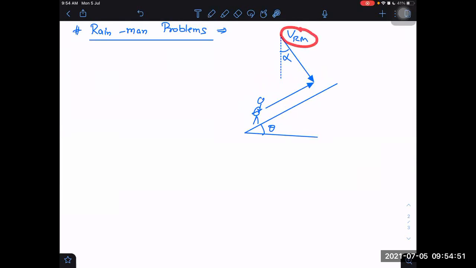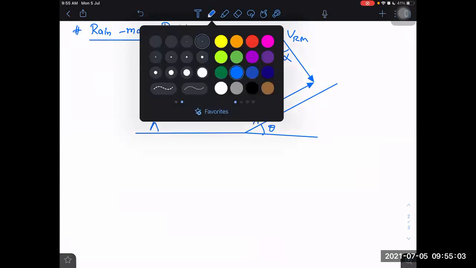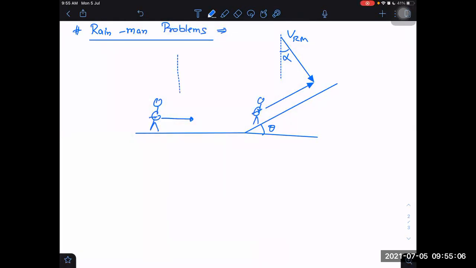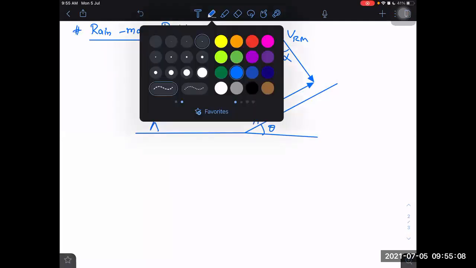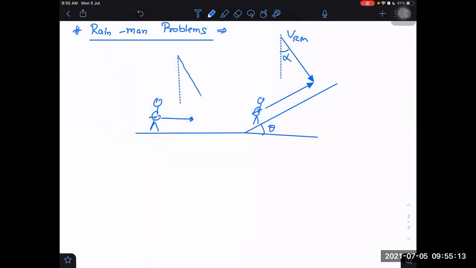So it is rain with respect to man. We know what the problem is. The problem is this. They will give you this situation. This person is walking, the same man is walking. And then they will say that at the time when the man was walking initially, rain appears to be making an angle, maybe, what it appears, this beta.